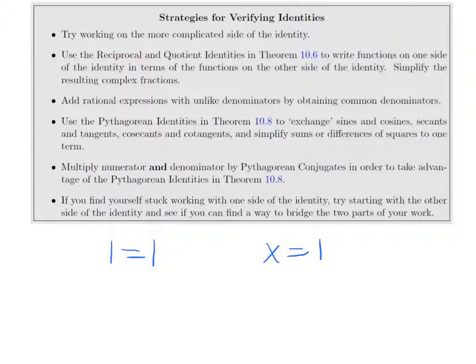For example, tangent theta equals sine theta secant theta. Is that true? Well, it is true, but it's your job to show it. If it says verify the identity, they're telling you it's an identity and your job is to show that it's an identity. With 1 equals 1, it's really clear that the left side is identical to the right side. Therefore, this equation is an identity equation because they're identical.